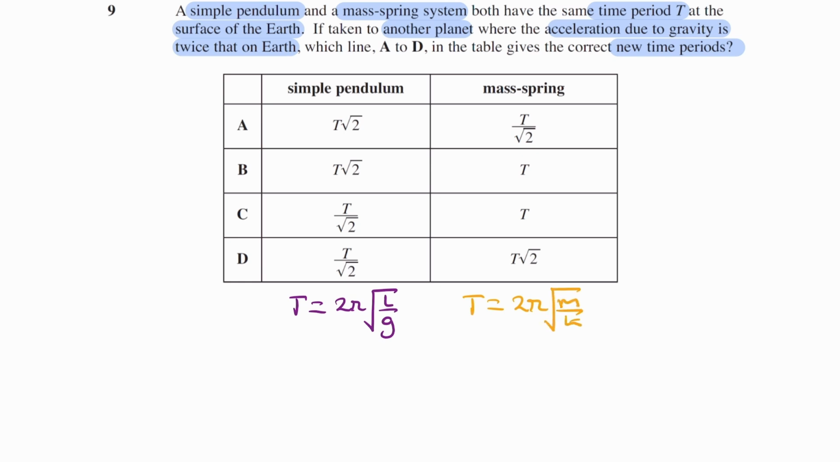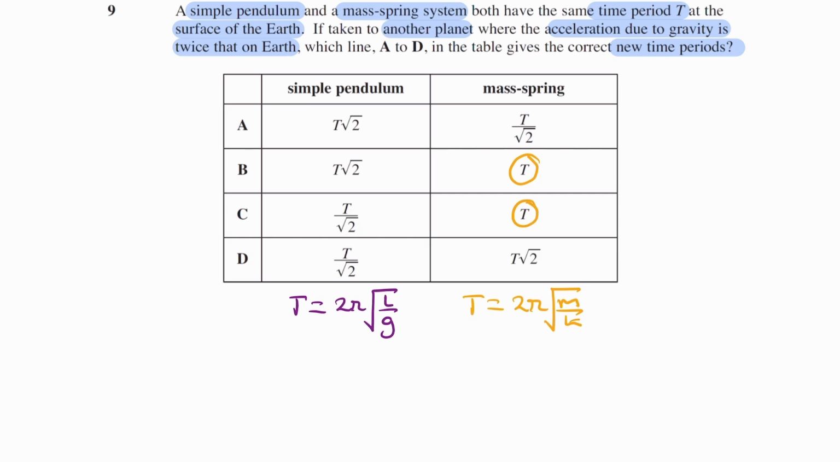So let's start with the mass spring system. The mass spring system's time period depends on mass and spring constant. Neither of those things are changing when we go from the Earth to the surface of this other planet. The acceleration due to gravity does not affect the mass, does not affect the spring constant, so the time period should be the same. So for the mass spring system, it will still be T.